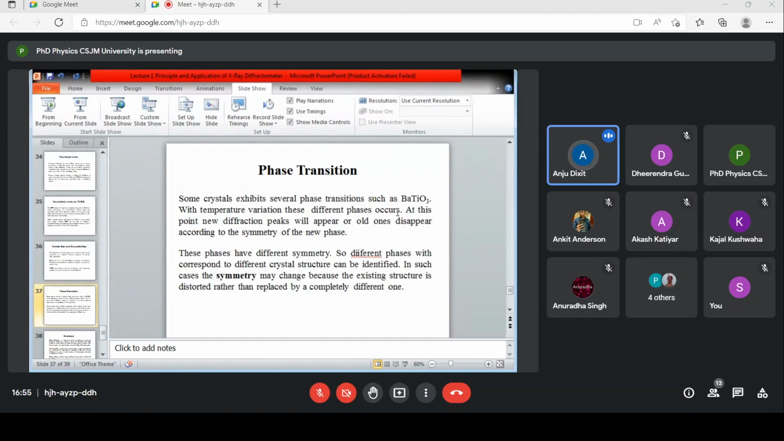So at different temperatures you get different phases: cubic to tetragonal, tetragonal to orthorhombic, orthorhombic to rhombohedral. The Curie temperature of barium titanate is around 120 degrees Celsius. All these transitions we can observe with the help of temperature dependent X-ray diffraction. So at this point, new diffraction peaks will appear or old ones disappear according to the symmetry of the new phase.